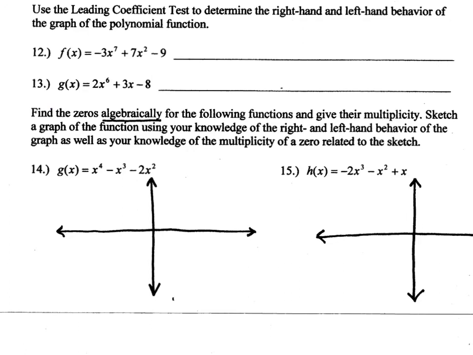For number 12 and 13, we want to write the right hand and left hand behavior. And since we have a negative coefficient and an odd degree, we know that the function will start up and end down. So it rises left and falls right.